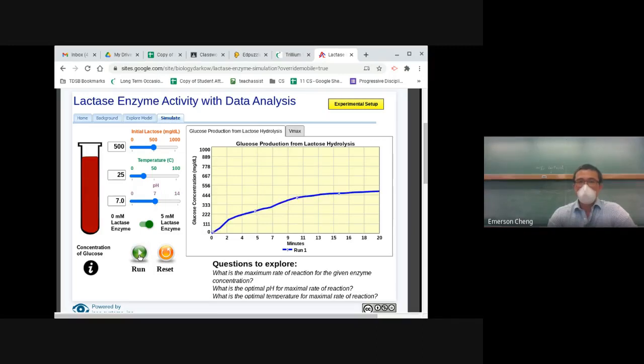What you notice is this graph here going on. You can see as time goes on, you have more and more glucose, right? As time goes on, there will be more and more glucose because the lactase was breaking down the lactose in there. You guys good so far? So that's what this initial graph is.